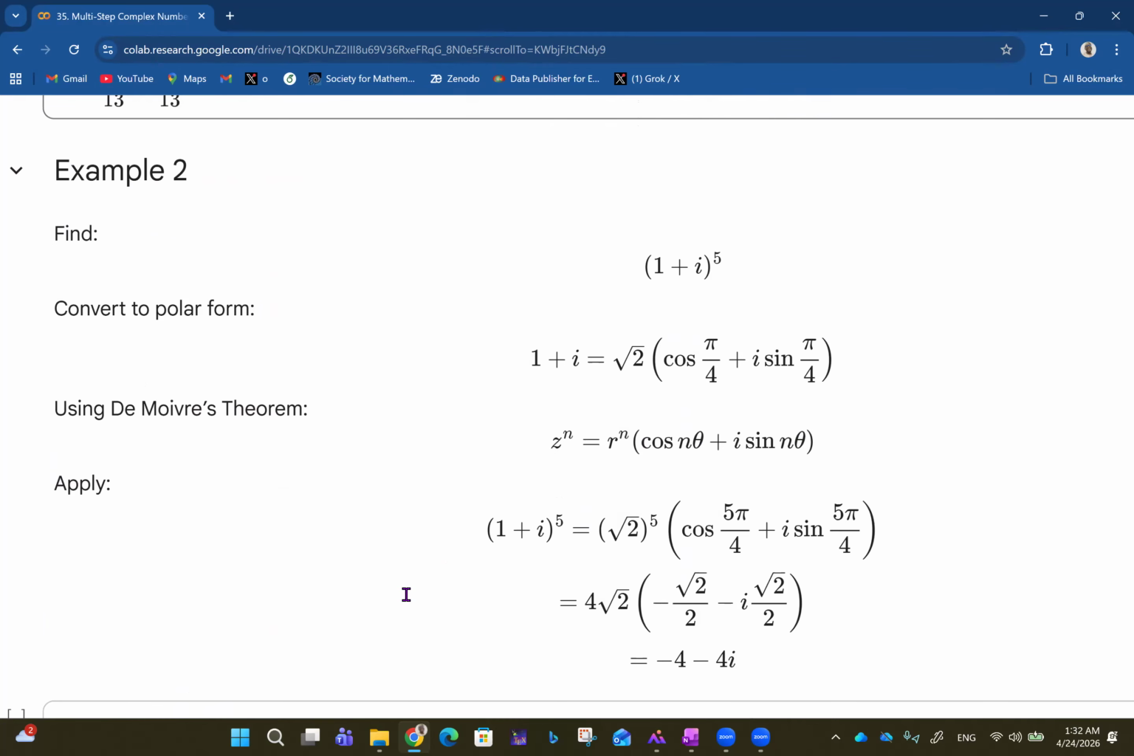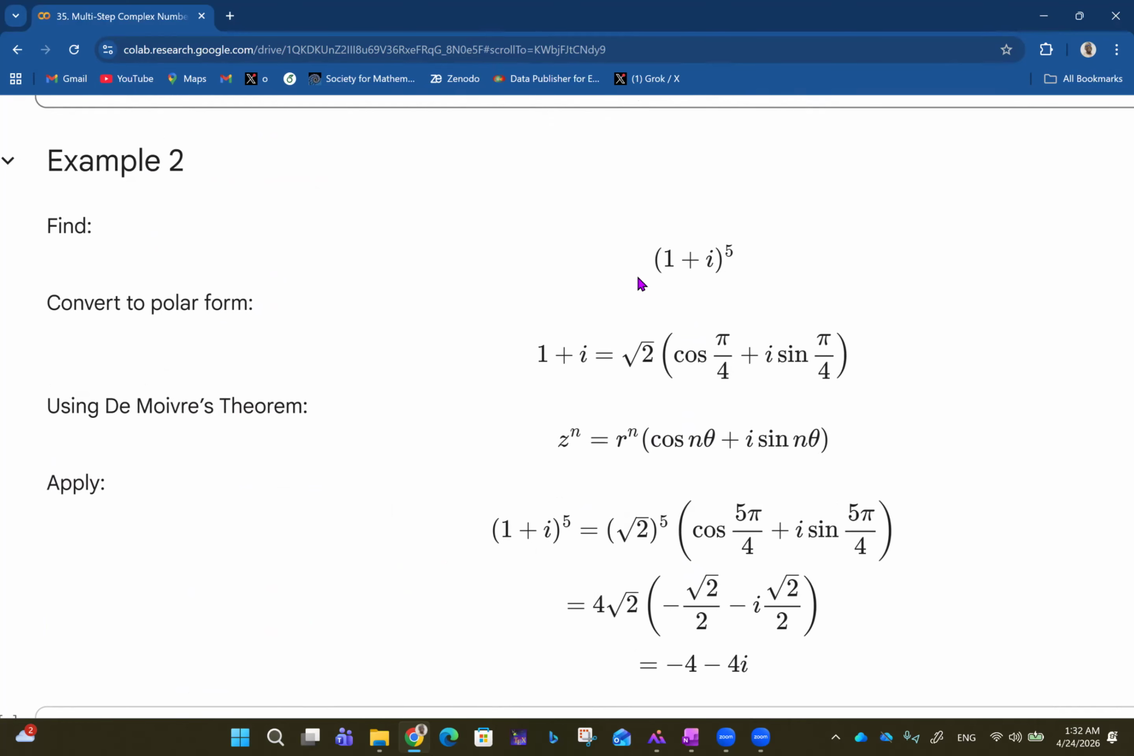Example 2 now. We've come across this before. We have 1 plus i raised to 5. So you want to convert to polar form first because it's easier, or even exponential form, right? And what do you do? You just look for r, the magnitude of z. If z is 1 plus i, the magnitude of that will be the square root of 1 squared plus 1 squared, which is square root of 2. That is our r here.